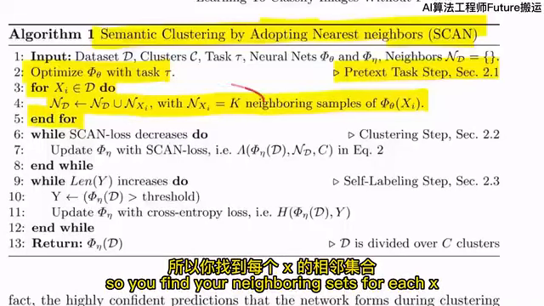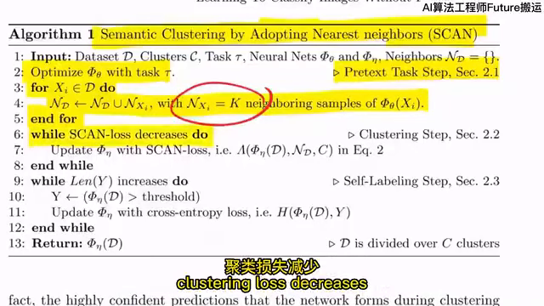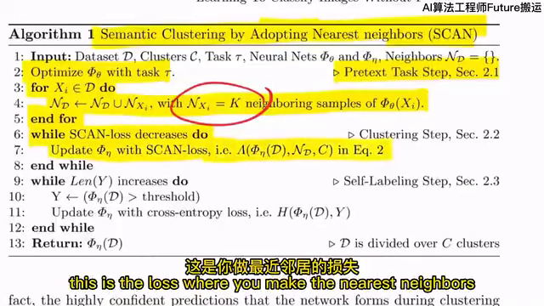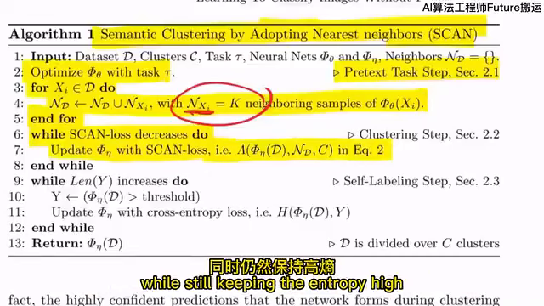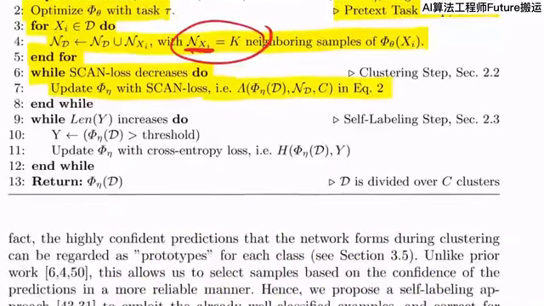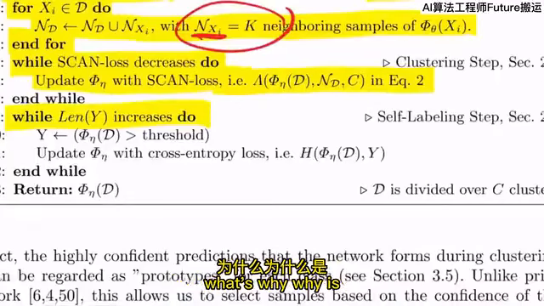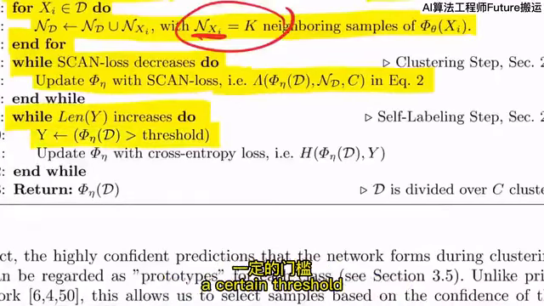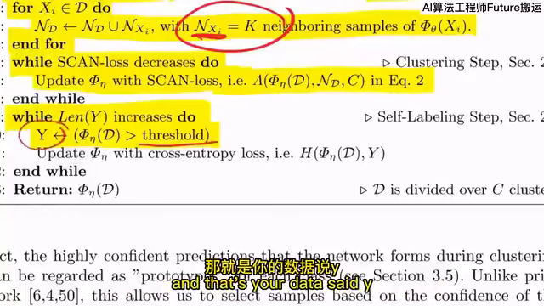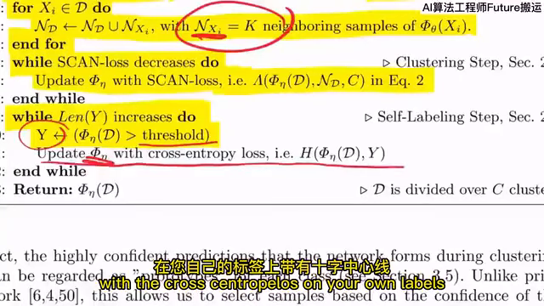So you find your neighboring sets for each X. And then, while your clustering loss decreases, you update this clustering neural network with this loss that we saw. So this is the loss where you make the nearest neighbors closer to each other while still keeping the entropy high. Then, after you've done this, you say, while the length of y increases, what's y? Y is all the data points that are above a certain threshold. Now you're going to filter the data set by that threshold, and that's your data set y, and you train this same neural network, you basically fine-tune it with the cross-entropy loss on your own labels.